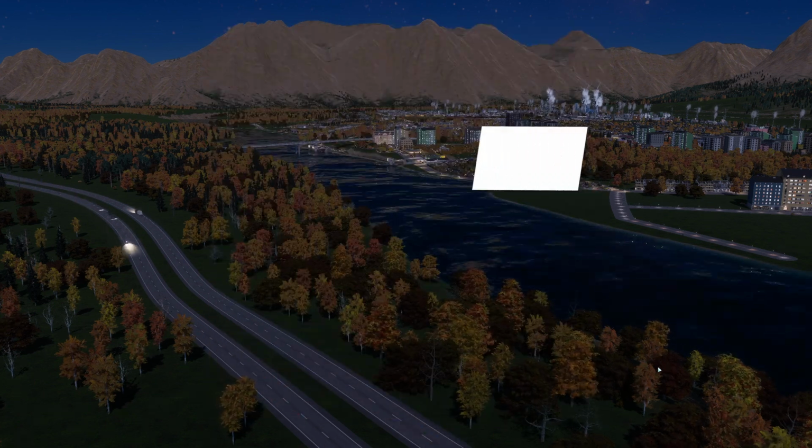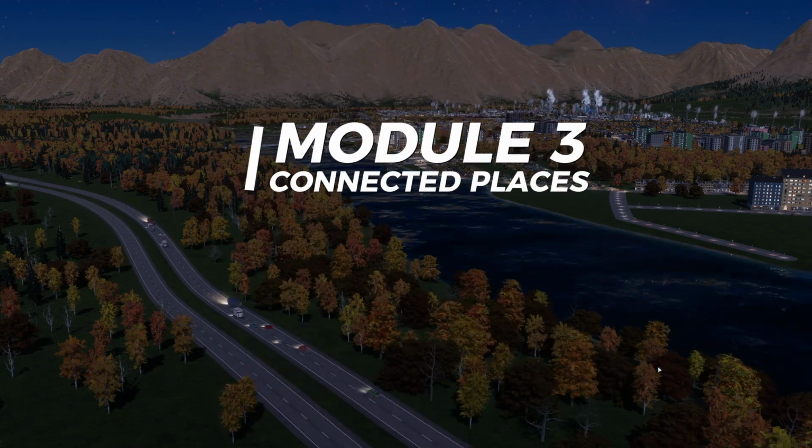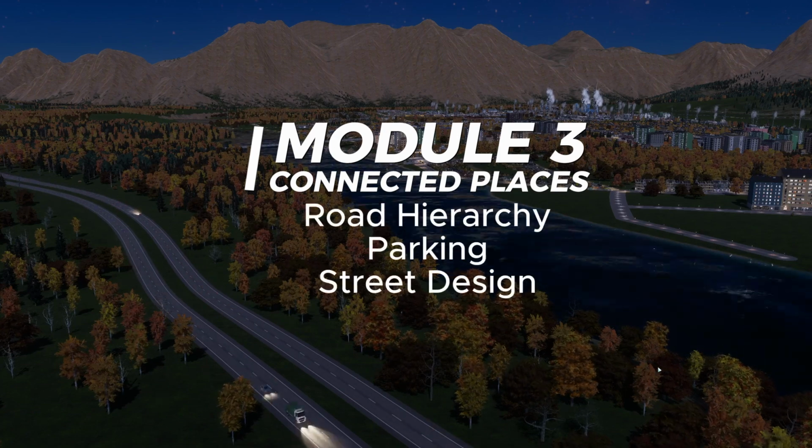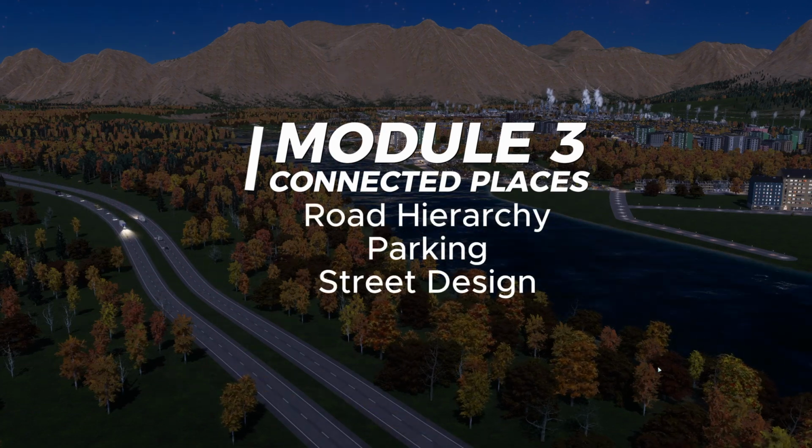Stay tuned for Module 3 on connected places, where we will look at in-depth city planning knowledge on street hierarchy, parking, and designing great streets.